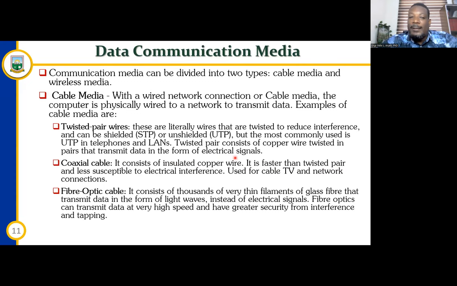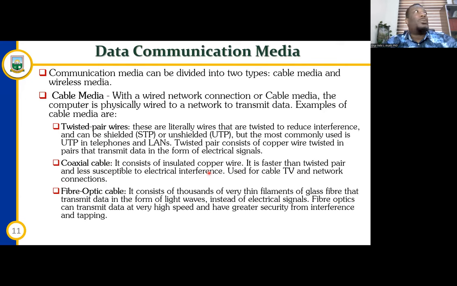So in a quiz or exam, if you are asked that amongst these two, the twisted pair and the coaxial cable, which one is faster in terms of data transmission? Of course, the coaxial cable is way faster than the twisted pair. It consists of an insulated copper wire that is faster than the twisted pair and less susceptible to electrical interference.